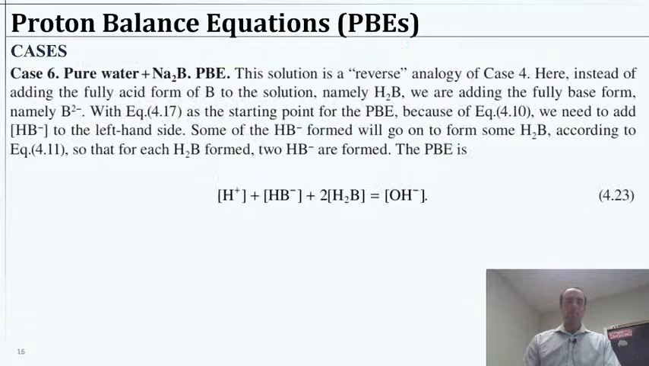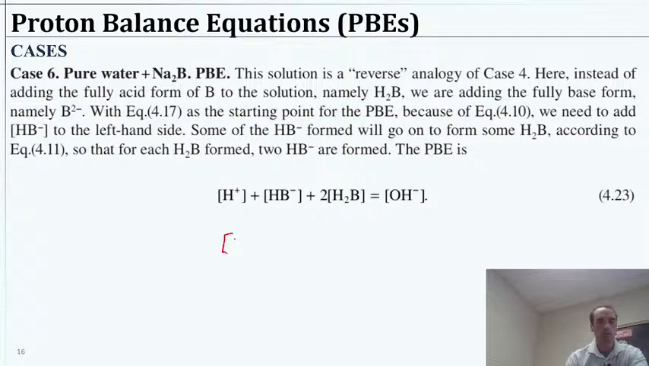Okay. Last case here, we have pure water and Na2B. So in this case, it's a little bit opposite of case 4, where we are releasing a bunch of protons. In this case, we're consuming a bunch of protons towards forming H2B, because we're going to probably have at least a little bit of H2B. Every time we form HB minus, we're consuming 1 proton. Every time we form H2B, we're consuming 2 protons. So it really is the inverse of case 4.